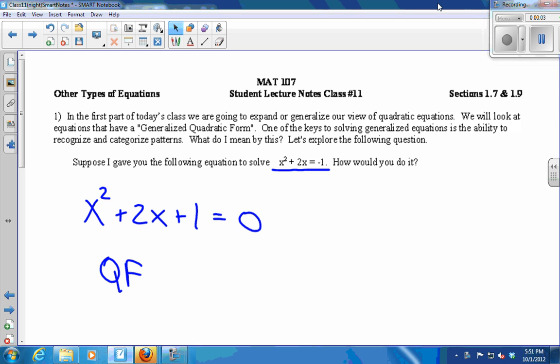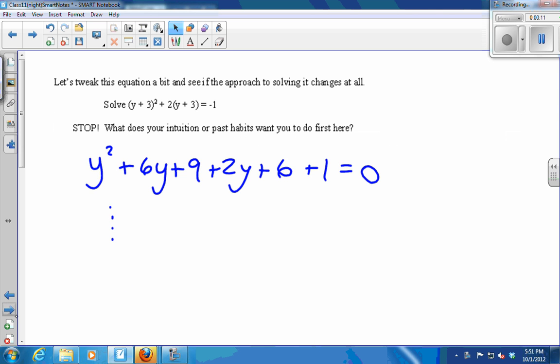Okay, so to solve the equation x squared plus 2x equals -1, you move the 1 over, and you can either factor or do the quadratic formula. And then we were looking at this other equation, y plus 3 squared plus 2 times y plus 3 equals -1. And we said our intuition tells us to do this, to expand it and combine like terms.